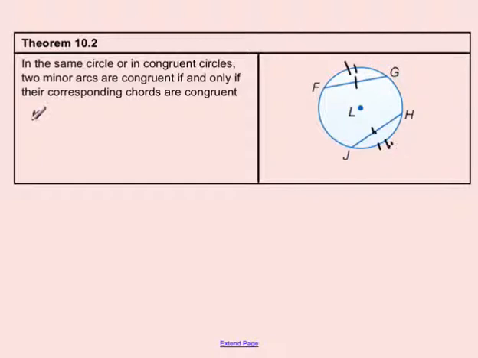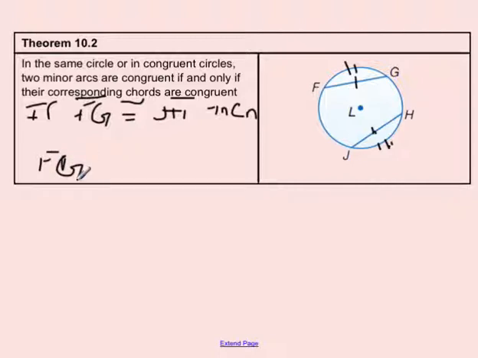So if we know that the chords, so the line segment FG is congruent to the line segment GH, then we know that the arc, so now to represent the arc, I'm going to draw a little arc over it, is congruent to arc JH. Okay, so that's something we can use moving forward.